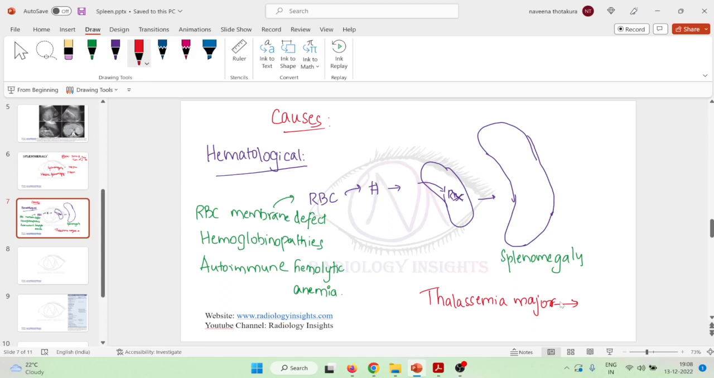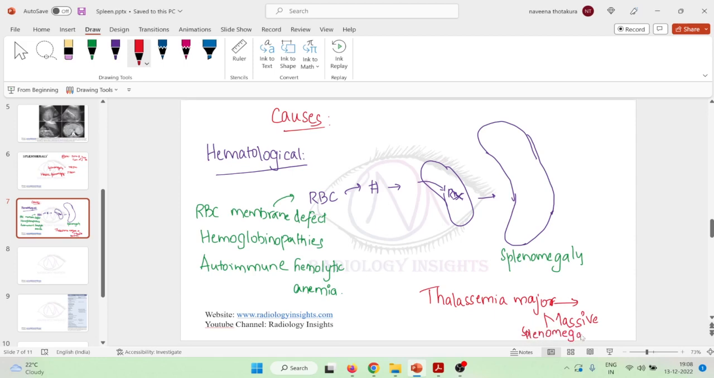Due to the deficiency of beta chains, the child's RBCs are defective. As a result, the child will have a low amount of hemoglobin, and the child requires multiple blood transfusions. In such conditions, we see massive splenomegaly because the RBCs which are produced are defective, and all the RBCs undergo degradation in the spleen, resulting in massive splenomegaly due to thalassemia major.